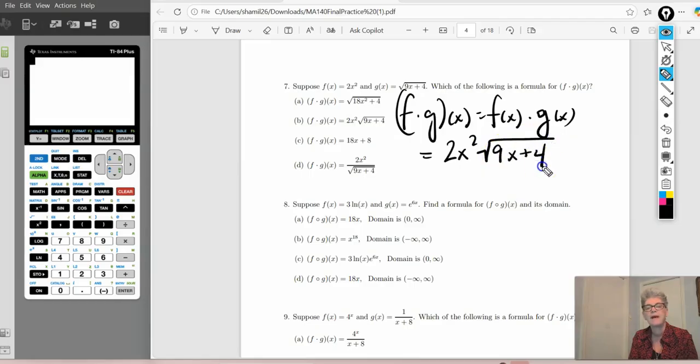And guess what? That's as far as you can take that. That cannot be simplified further. You cannot multiply that 2x squared inside that square root symbol. Can't do it. If that had just been regular parentheses, you could have, but you can't if it's a square root symbol. And so the answer is B.